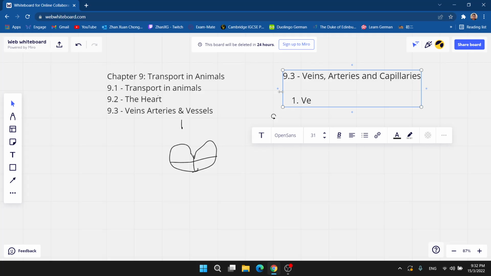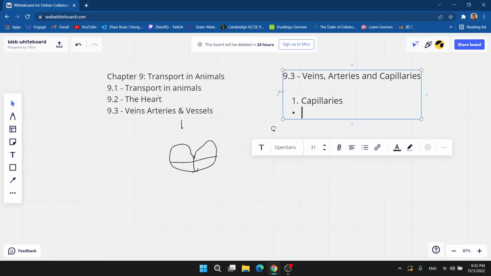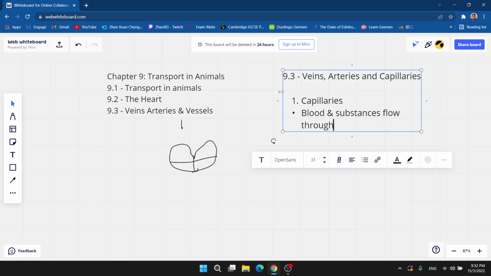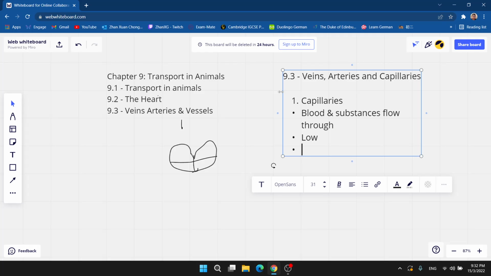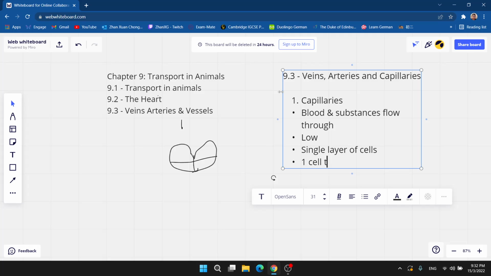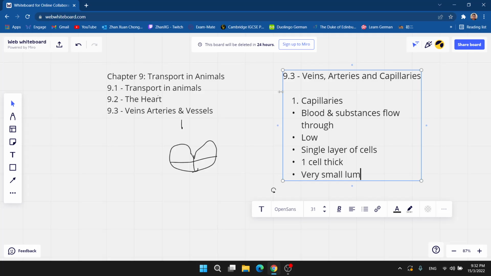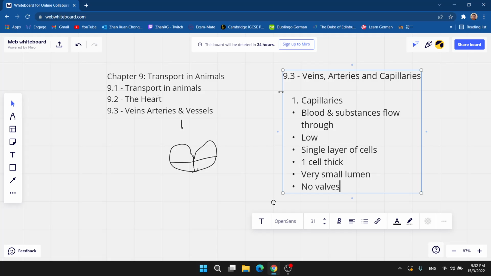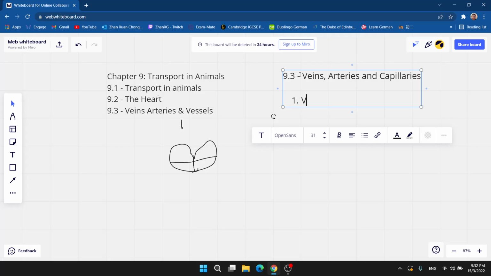The next one will be the capillaries. Ensure that you understand the difference between arteries, capillaries, and veins. They are really important. So capillaries are where blood and substances flow through, and the blood pressure is low. The wall structure is made of a single layer of cells, so the thickness is one cell thick, with a very small lumen, and it has no valves. Why? Because it's very small.